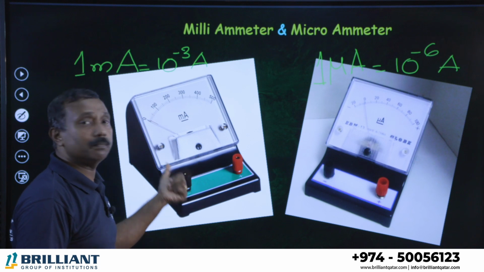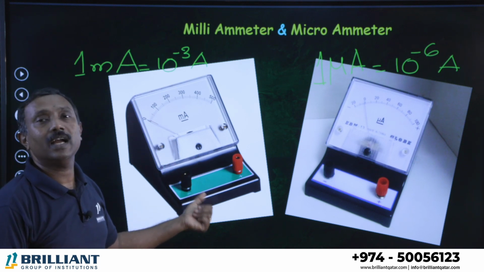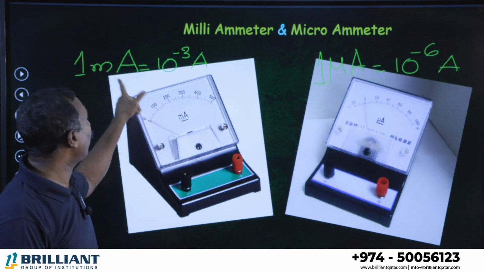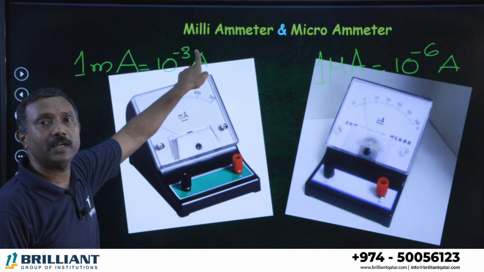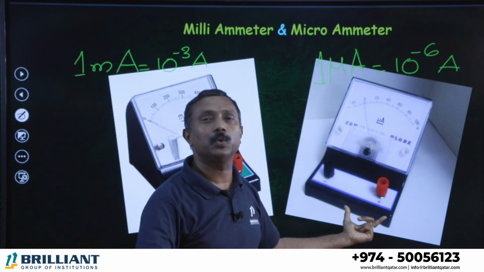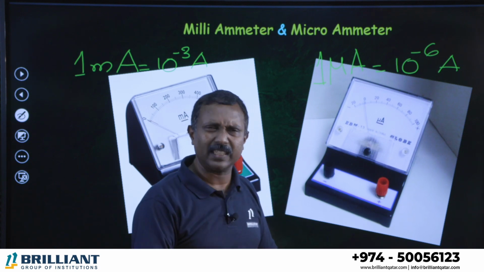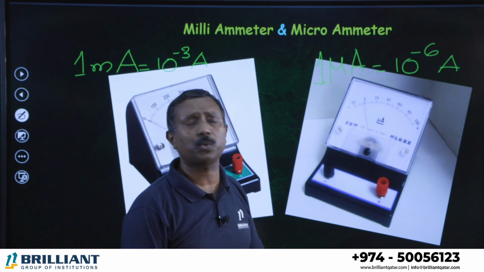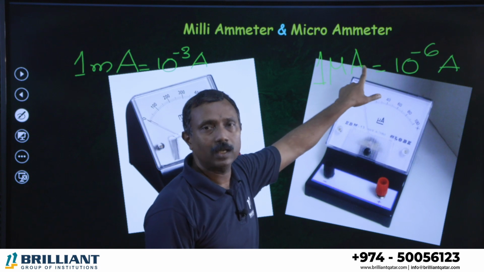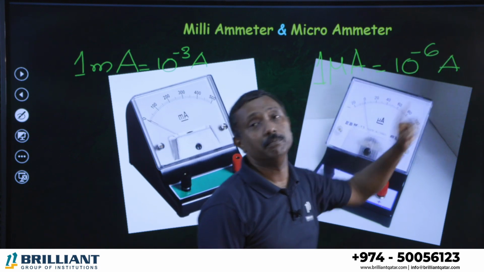So milliammeters are used for measuring the feeble amount of current present in certain circuits, and in milliammeters, current is measured in milliamperes, and 1 milliampere is equal to 10 raised to minus 3 amperes. Microammeters are used in electronic circuits or in certain circuits with very sensitive or very feeble current passing through them, and in microammeters it is measured in microamperes, and 1 microampere is exactly equal to 10 raised to minus 6 amperes.